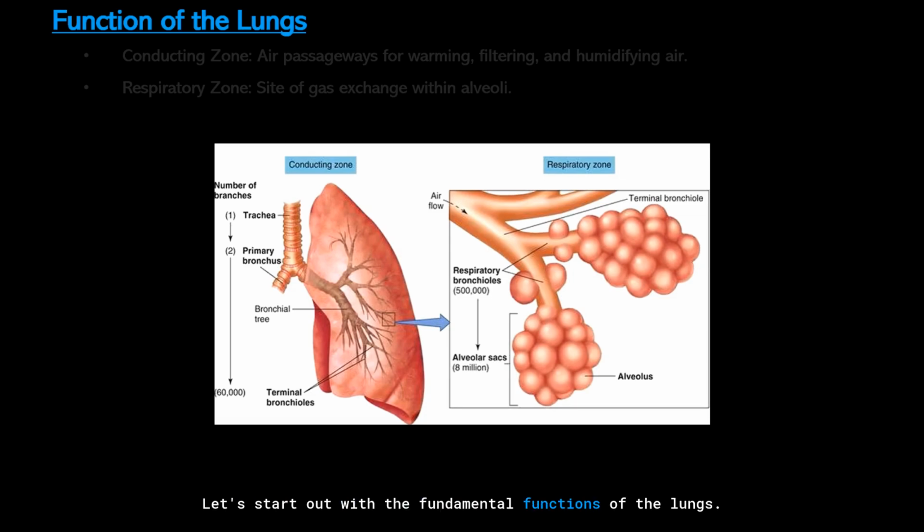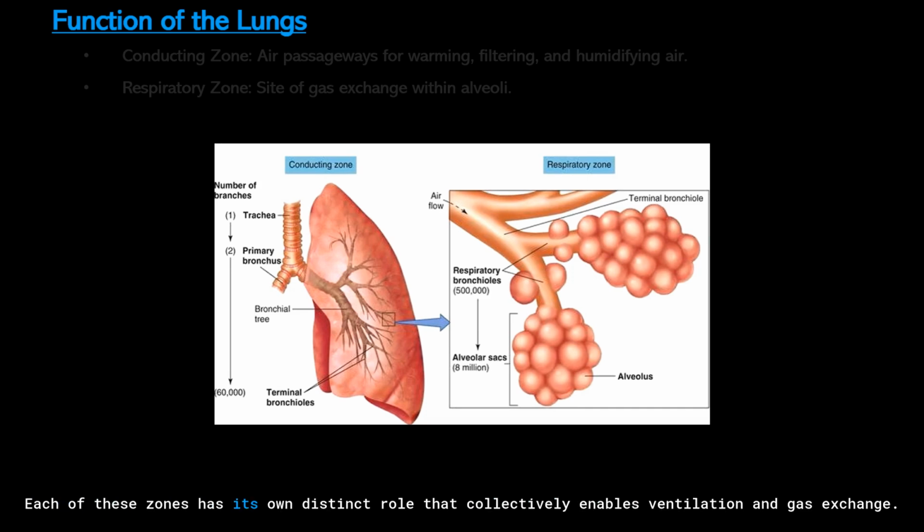Let's start out with the fundamental functions of the lungs. The respiratory system is organized into two main zones, the conducting zone and the respiratory zone. Each of these zones has its own distinct role that collectively enables ventilation and gas exchange.